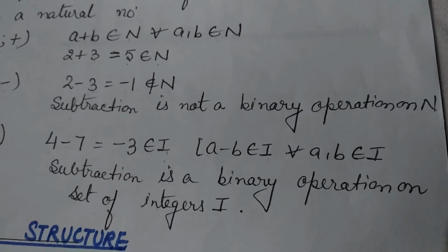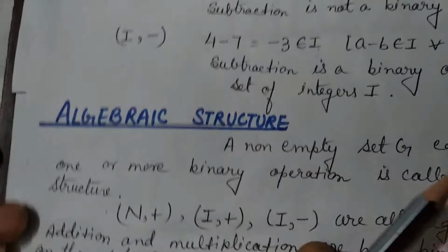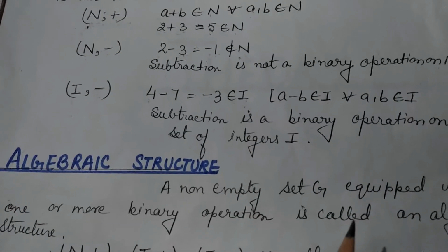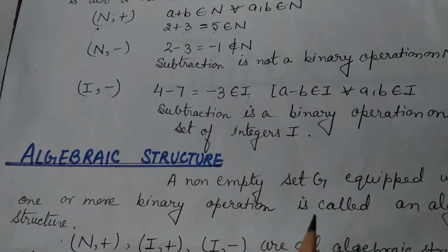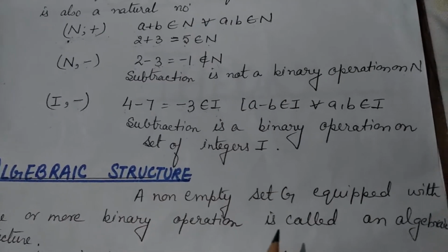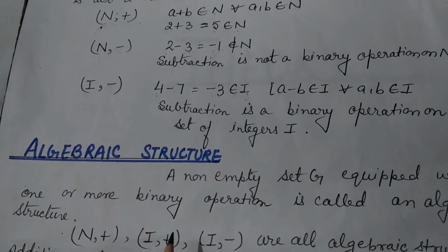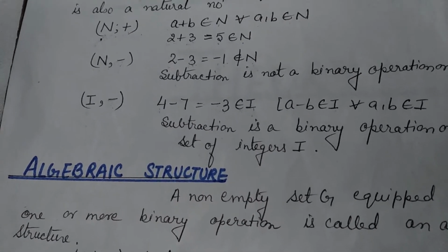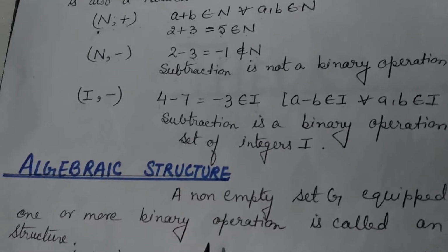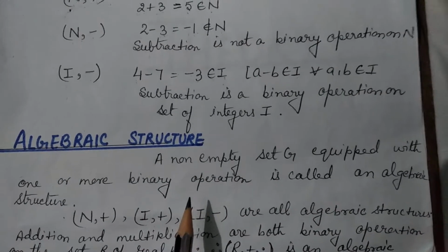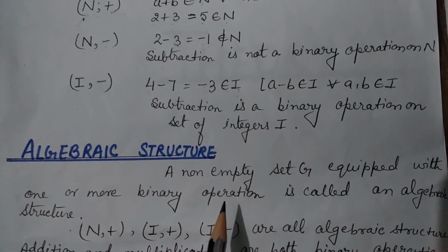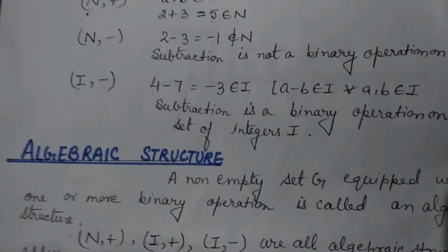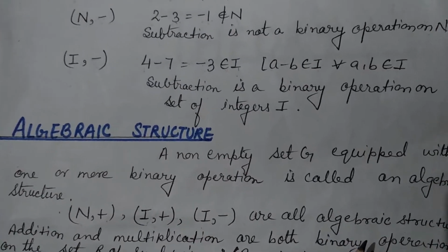Now the next term is algebraic structure. A non-empty set G equipped with one or more binary operations is called an algebraic structure. Or the set in which a binary operation is defined is called an algebraic structure, and it is written as (N, +), (I, -). These all are algebraic structures.